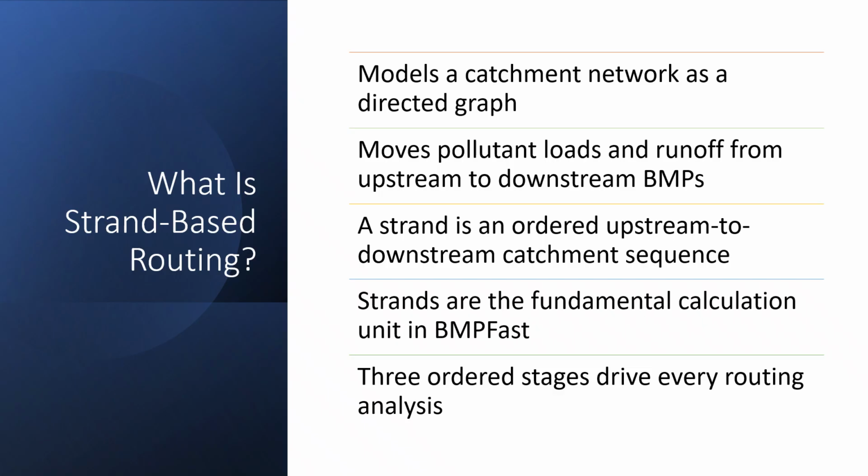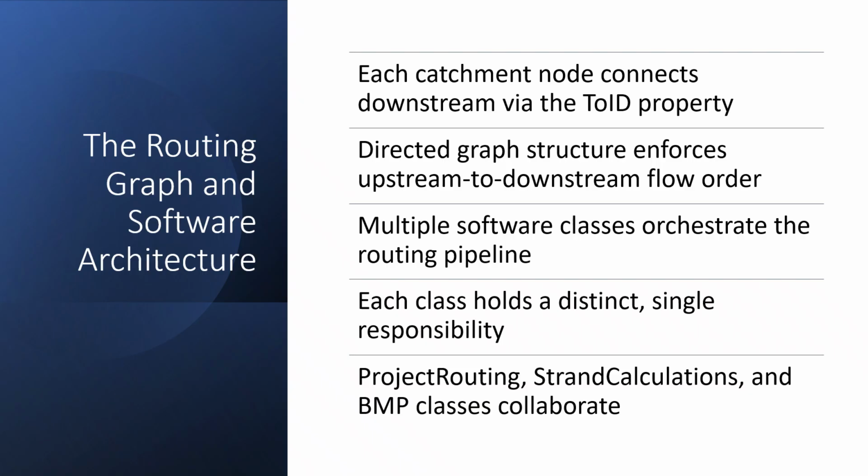These responsibilities are divided cleanly among dedicated software classes, with each class handling its own distinct part of the process. This separation keeps the engine organized and makes it easier to understand how data flows from one stage to the next. The routing graph is a directed graph where the to-ID property on each catchment defines its downstream neighbor. This structure ensures that calculations always proceed in the correct flow direction, moving from upstream catchments down through the network to the outlet.